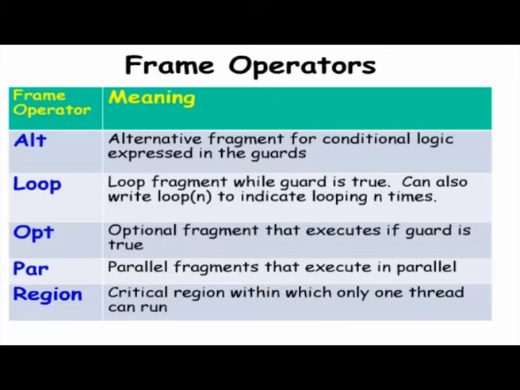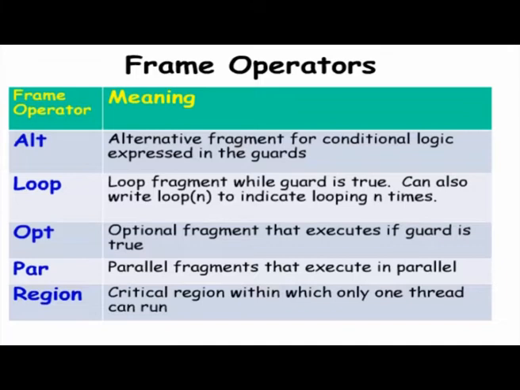Loop, okay, sorry, just a small correction. Opt is the one which will execute if the guard is true, but alt gives two alternatives. One of the alternatives will get executed depending on the condition. So, alt we will have two alternate actions, one depending on whether the condition is true or false, and these two will be shown through dotted lines. We will see examples of that.